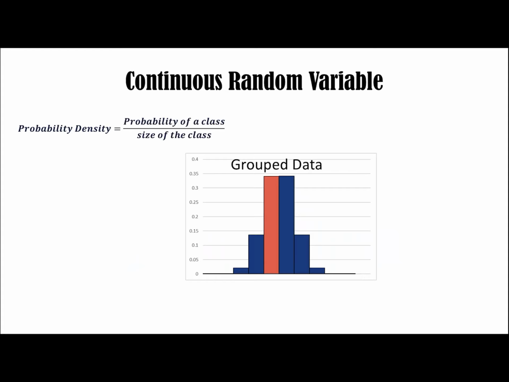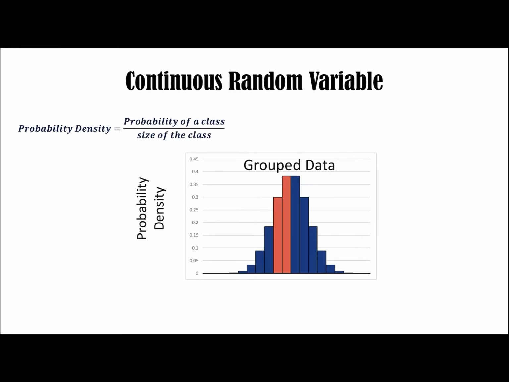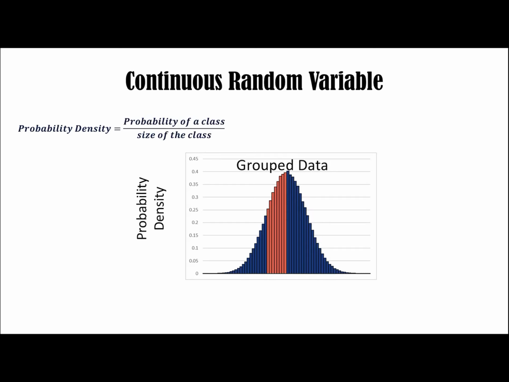Now, this is clearly shown here. The probability density is the probability of a class divided by the size of the class. And each rectangle's area is the probability defined at that point in that class. And if we reduce the size of each class interval, the columns are getting narrower, and they are leading us to a smooth curve. And the function which represents that smooth curve is the probability density function.